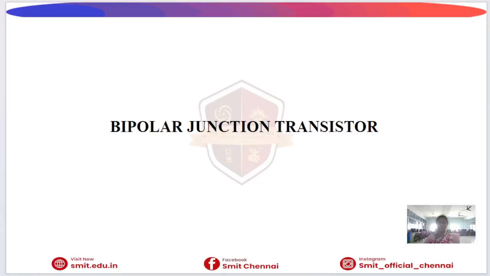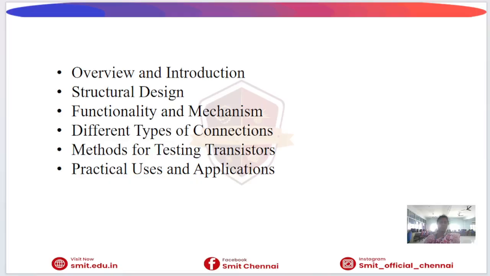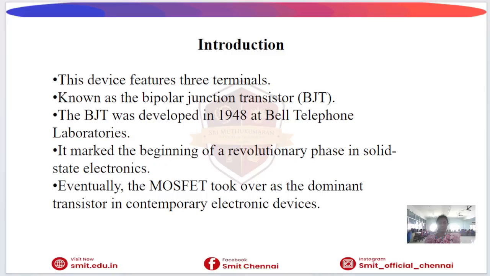Today, we will study one of the most important semiconductor devices used in electronics, that is the bipolar junction transistor, BJT. The topics covered are overview and introduction, structural design, working principle, types of connections, testing methods, and applications. At the end of this session, students will be able to define a transistor, explain the construction of a BJT, state the difference between NPN and PNP, understand the current flow in a transistor, and also the basic operation of a transistor.